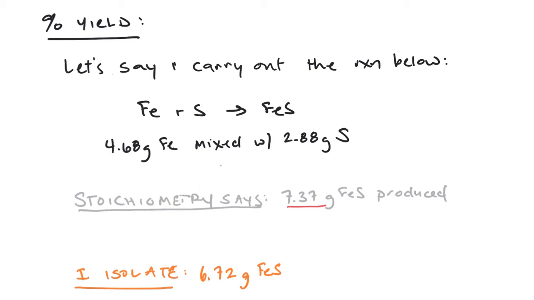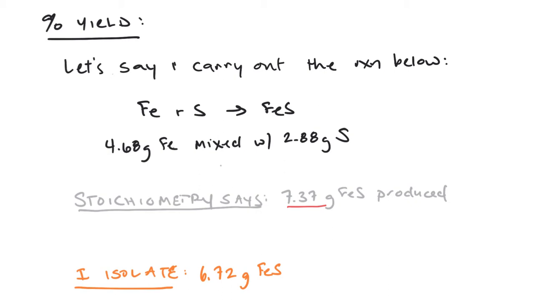Okay, so let's say that I carry out the reaction that is below, and you might recognize this as the question at the end of the limiting reagent stoichiometry video, where I'm mixing together iron and sulfur and getting iron sulfide, and I reacted 4.68 grams of iron and 2.88 grams of sulfur. So in class we went through this stoichiometry and we found that in theory I can produce 7.37 grams of iron sulfide. So that's if the reaction proceeds perfectly, I'm able to isolate everything that I make. That is what I get.